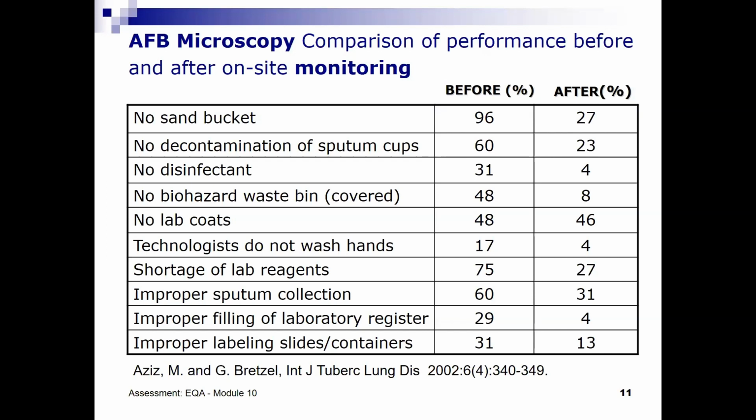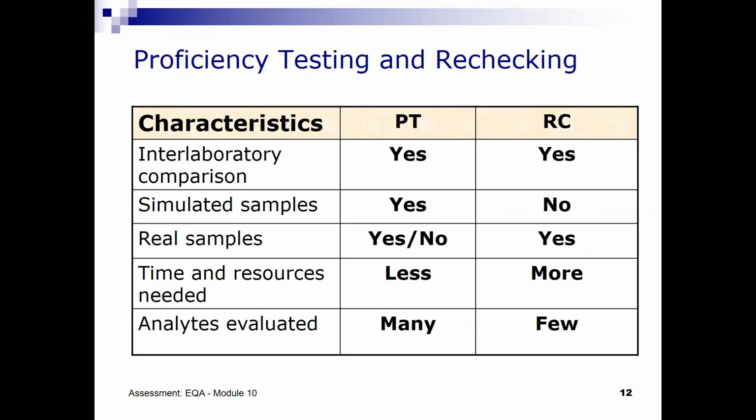For example, most of the labs, 96%, did not have a sand bucket. And afterwards, most of them did. So only 27% did not afterwards. 60% were not decontaminating sputum cups, which is really important for AFB TB testing. And after the site visit, only 23% were not doing it. So this chart basically shows that a site visit is very, very effective. However, it requires a lot more resources.